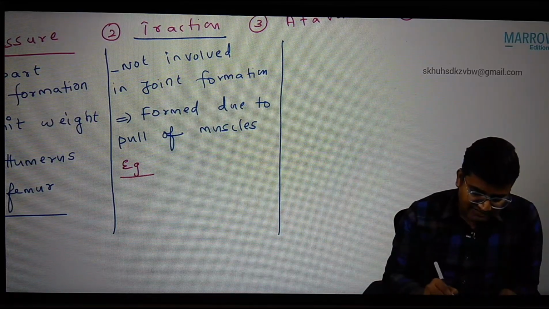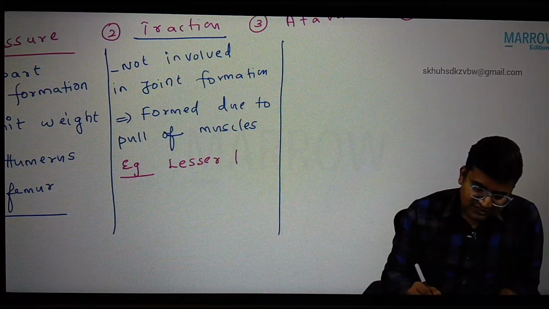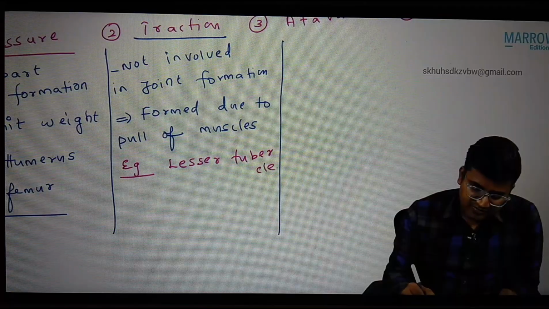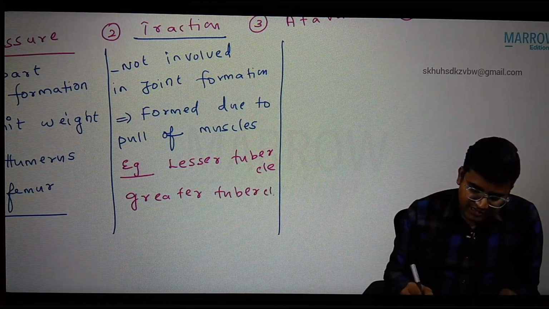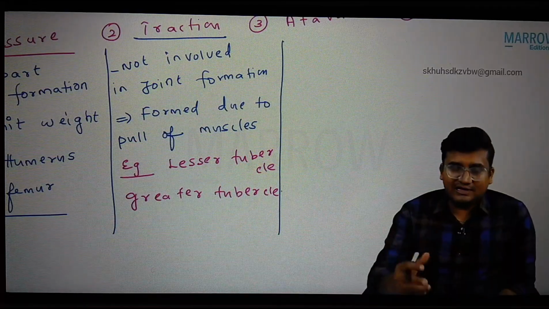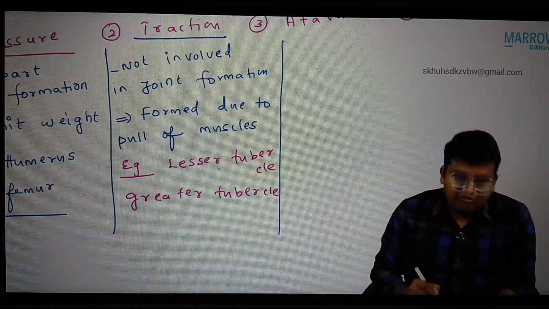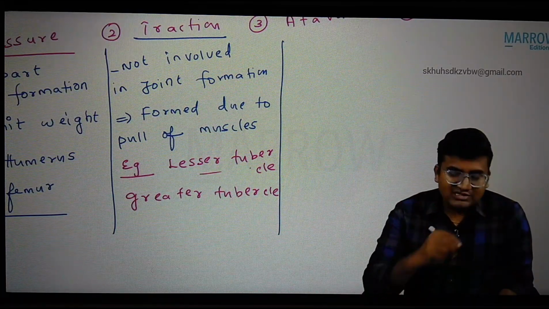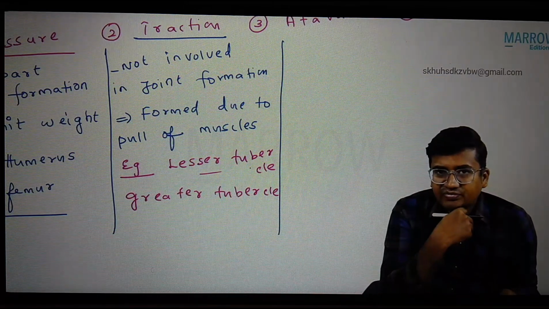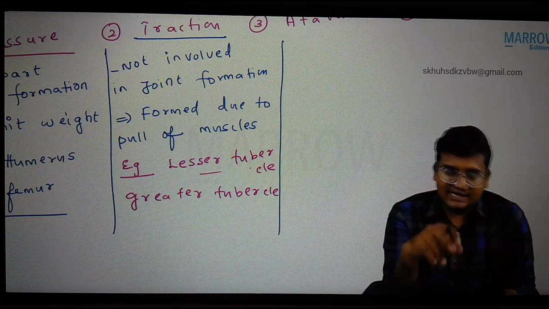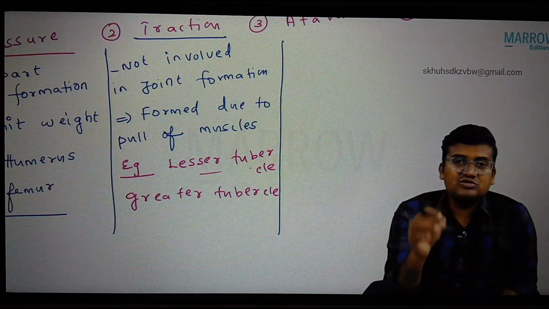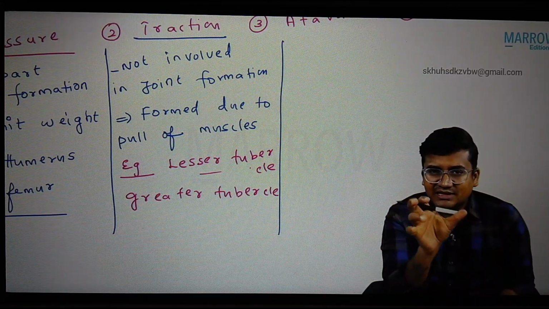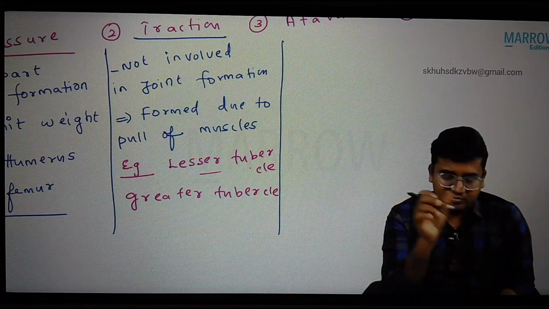Examples for traction epiphysis are the lesser tubercle, greater tubercle, lesser trochanter, greater trochanter. So these are formed due to attachment of muscles. Now lesser tubercle, which muscle is attached? Very good. Subscapularis muscle is attached. Similarly, lesser trochanter. Very good. Iliopsoas muscle. Just remember certain attachments on these bony parts.